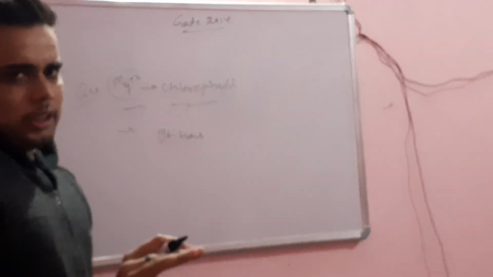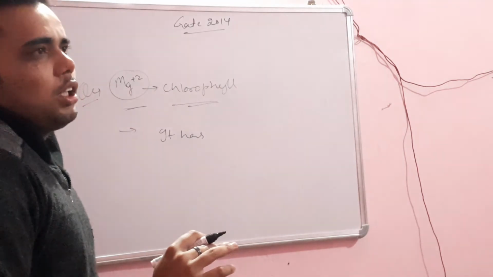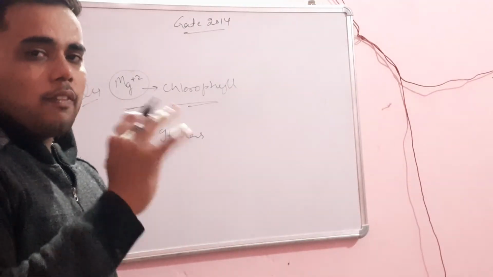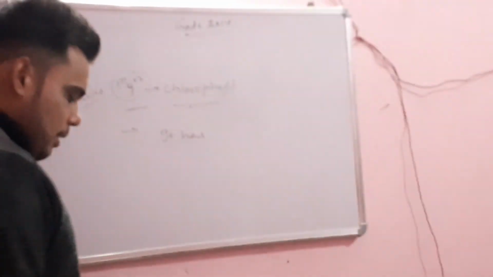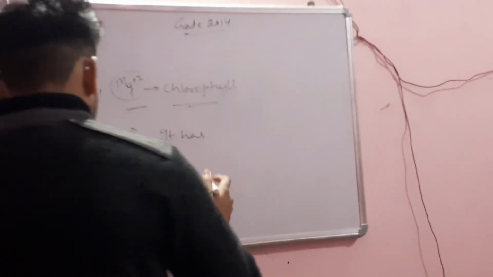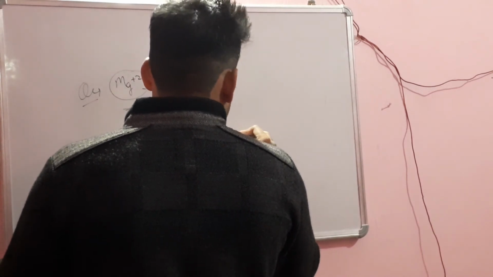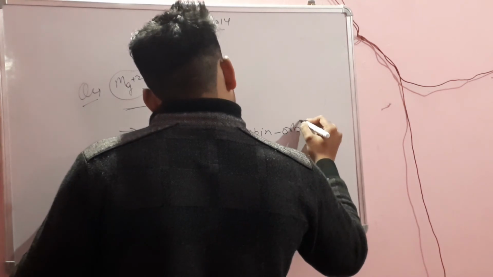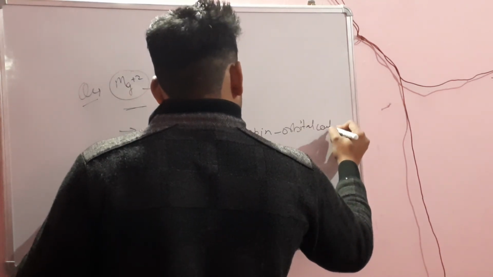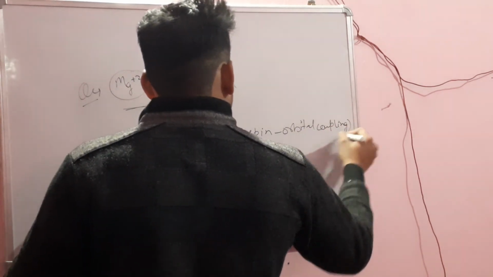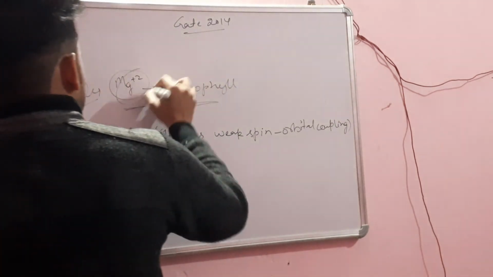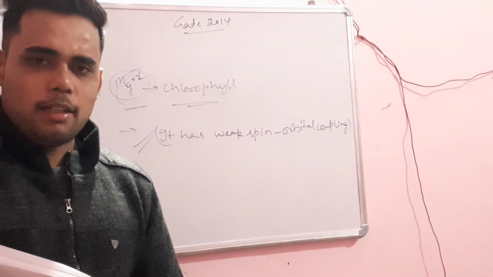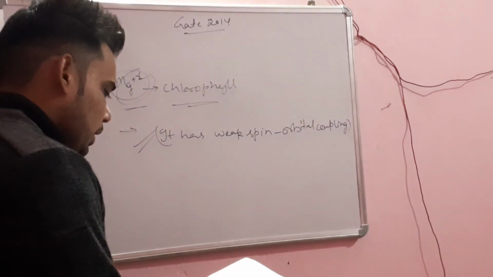It's basically theory. There is no logic. You cannot have a concept in this situation. Biology is a fact. You know the fact, you can do it. The correct option is that it has a weak spin orbital coupling. Because of this property, magnesium is used in the chlorophyll structure. That's your question.